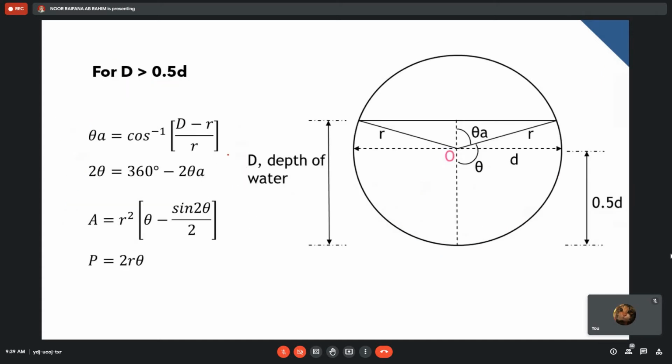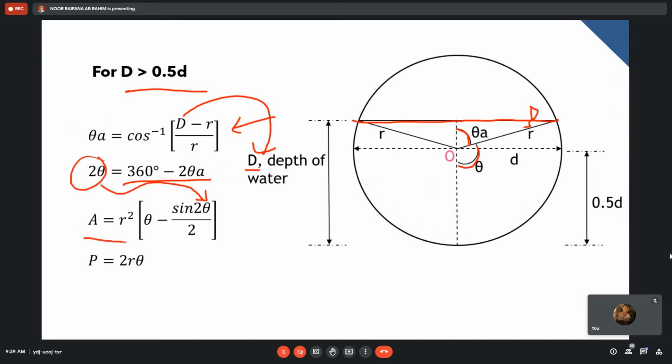And the last one is when the water depth is above 0.5d. So this is the water level here. So this is theta A, we have 2 theta A and theta. So to calculate theta A, this is the equation. Then D is the depth of water. And to calculate 2 theta equal to 360 minus 2 theta A. And then after we can calculate the 2 theta, so we can calculate the area and also the wetted parameter.